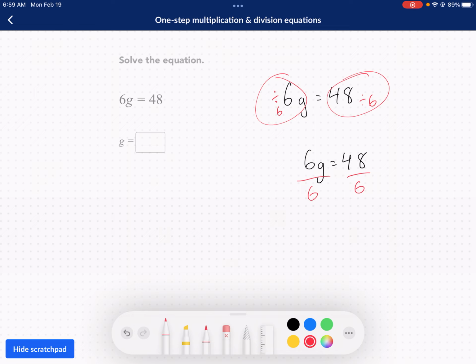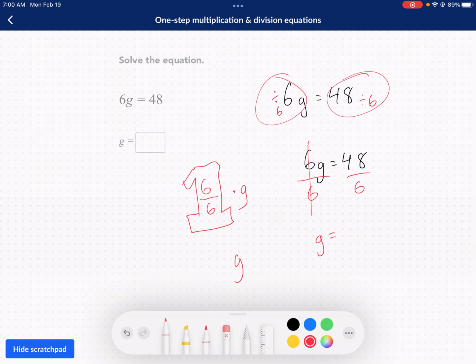And the reason why I do that is because the 6 times g and the divide by 6 cancels away, and we're left with just g. Like I said before, this is equal to just 1. And 1 times g is just going to give me g. Okay, that's one way to think of it. Or just think, hey, the opposite of multiplication is division, and so that's going to cancel it away.